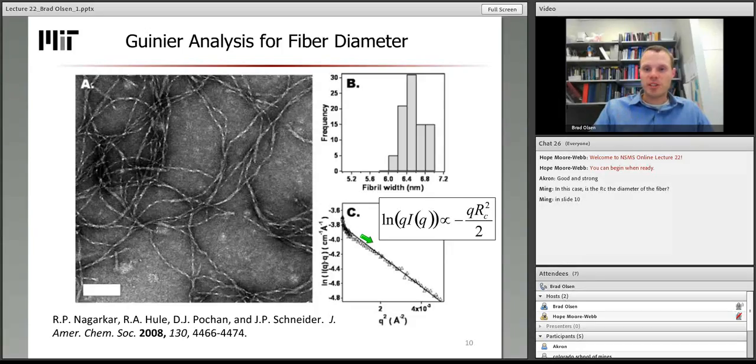So Ming has a question. In this case, is R C the diameter of the fiber? In slide 10, great question, Ming. The answer is no, R C is not the diameter of the fiber. There's a little bit more detailed analysis that goes into the paper. R C is related to the diameter of the fiber by an order 1 constant. If my memory serves me correctly, their estimate for the diameter is the square root of 2 times R C as the quantitative estimate for the diameter. But I would refer you to the paper to check the exact development of the equation. But essentially, in the scaling analysis I've presented, R C is related to the diameter by an order 1 constant, which I believe is root 2.